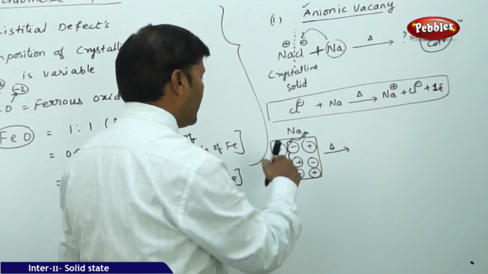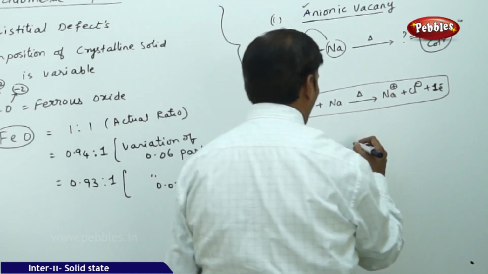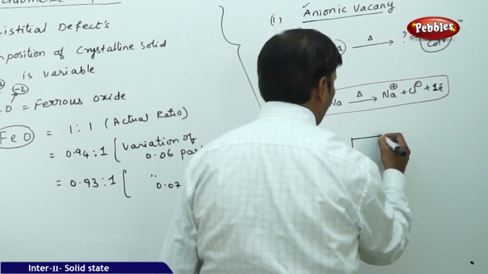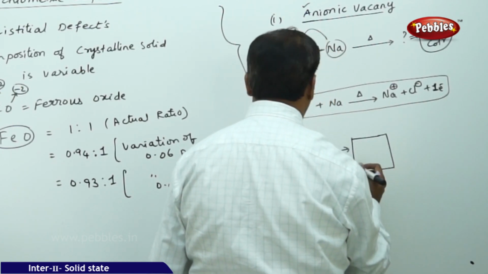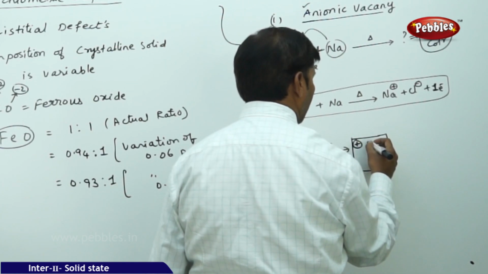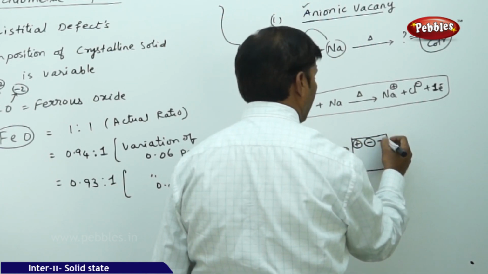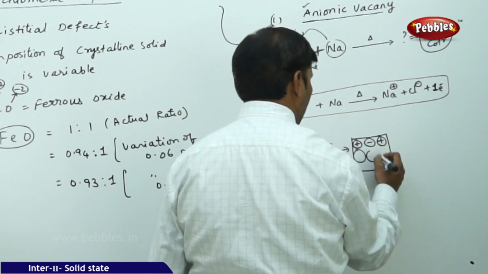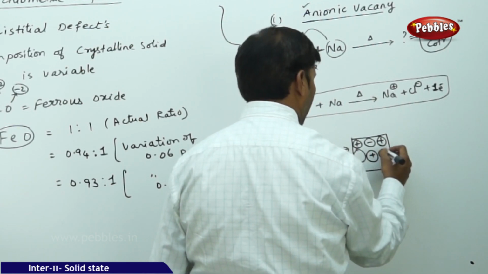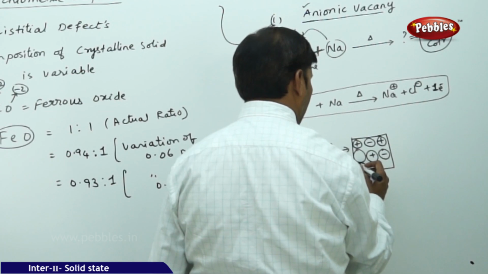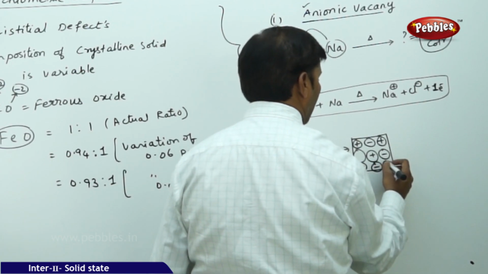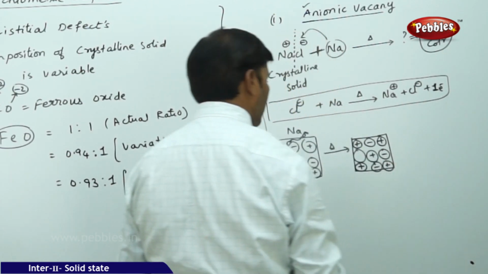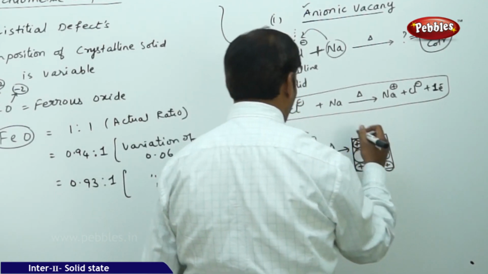The anion will try to move towards the sodium and it will immediately create a vacancy like this. You find a temporary vacancy being created. Cationic site, anionic site, again cationic site, one vacancy is created, again cationic site, anionic site, cationic site, anionic site, and again cationic site. So what we are noticing here is that a vacancy is created.